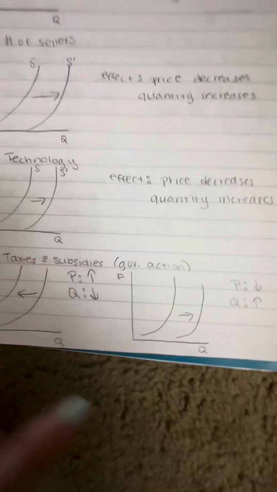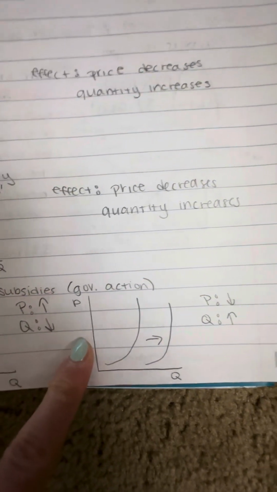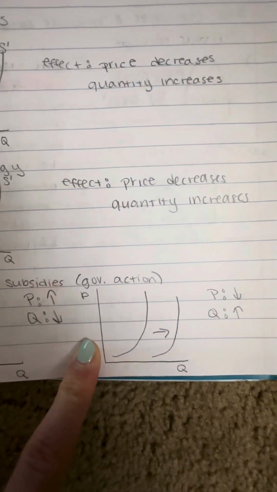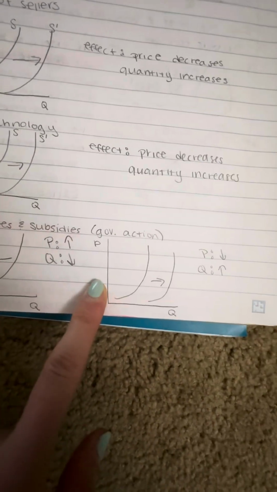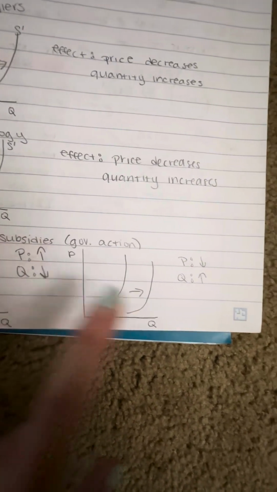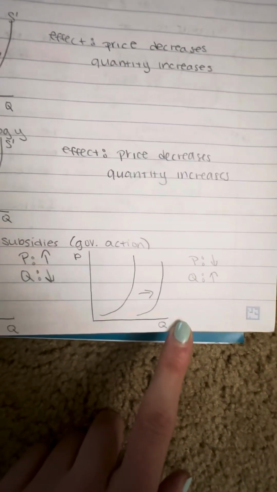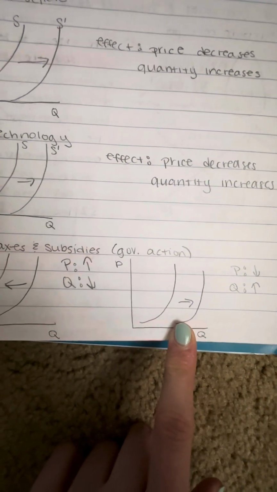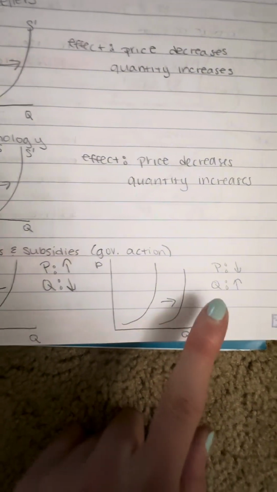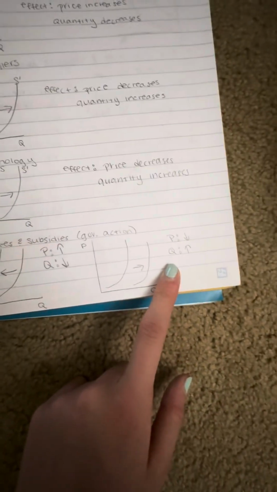But in an opposite light, if the government offers a subsidy for selling lemonade, like giving the sellers free lemons, the supply of lemonade could increase, and the supply curve would shift to the right, and then the price would decrease and quantity would increase because more lemonade is produced.